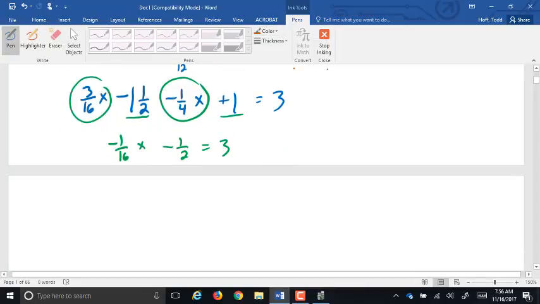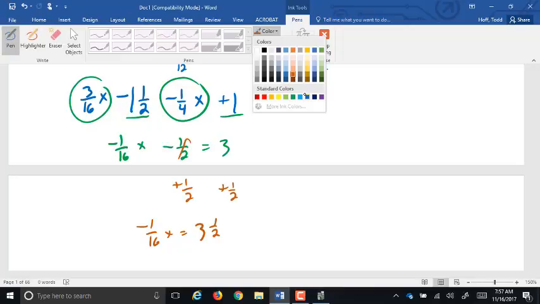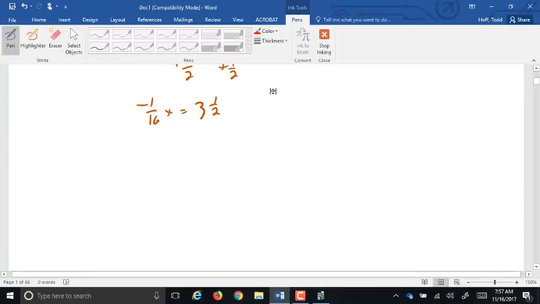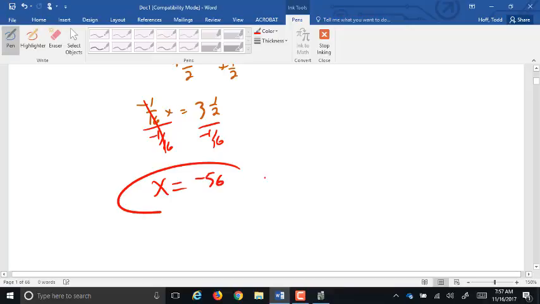Add a half. So negative 1/16 x equals 3 1/2. And then we divide by a negative 1/16. X equals negative 56.